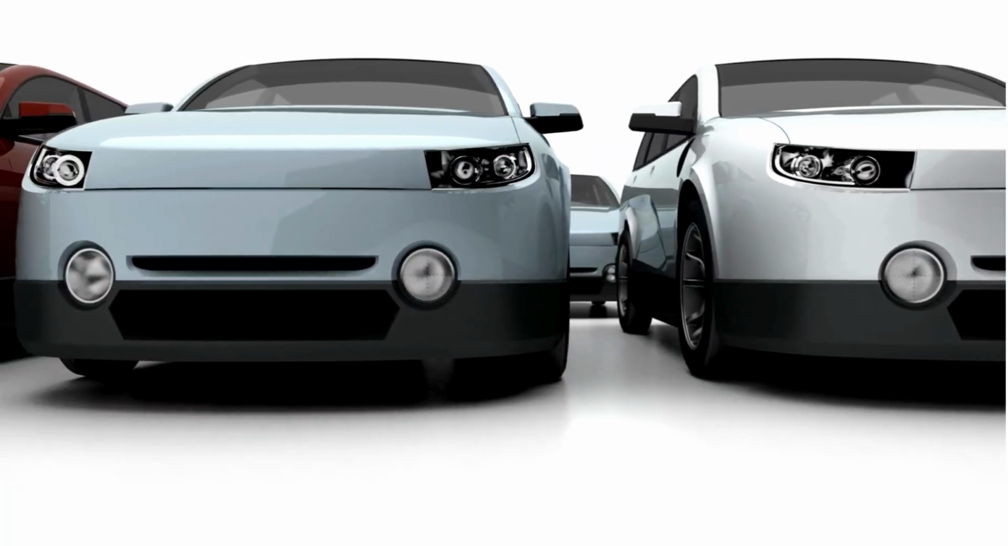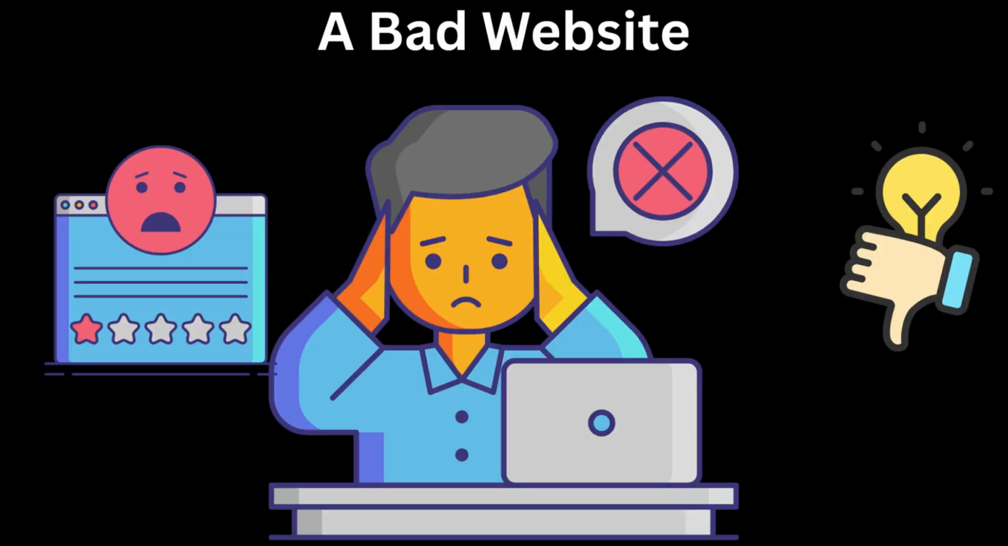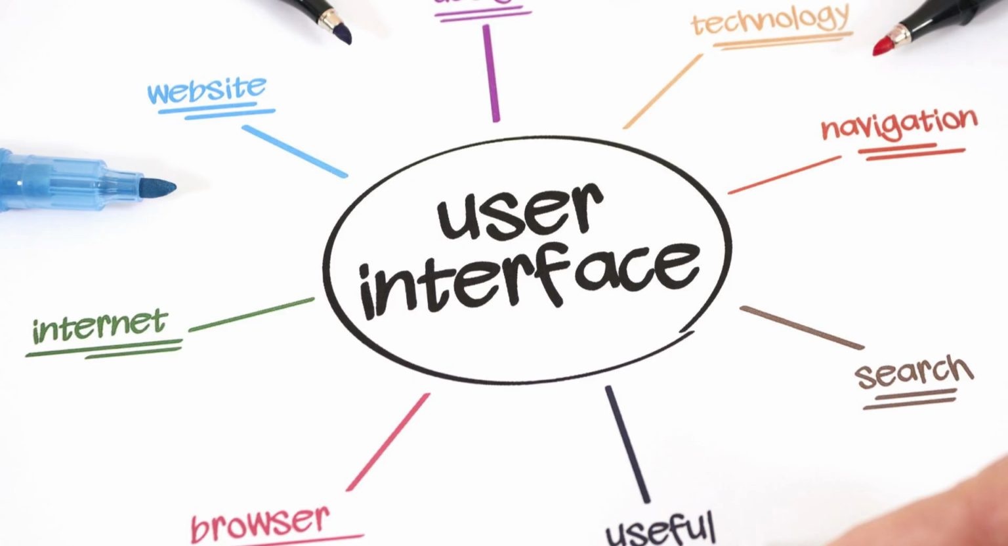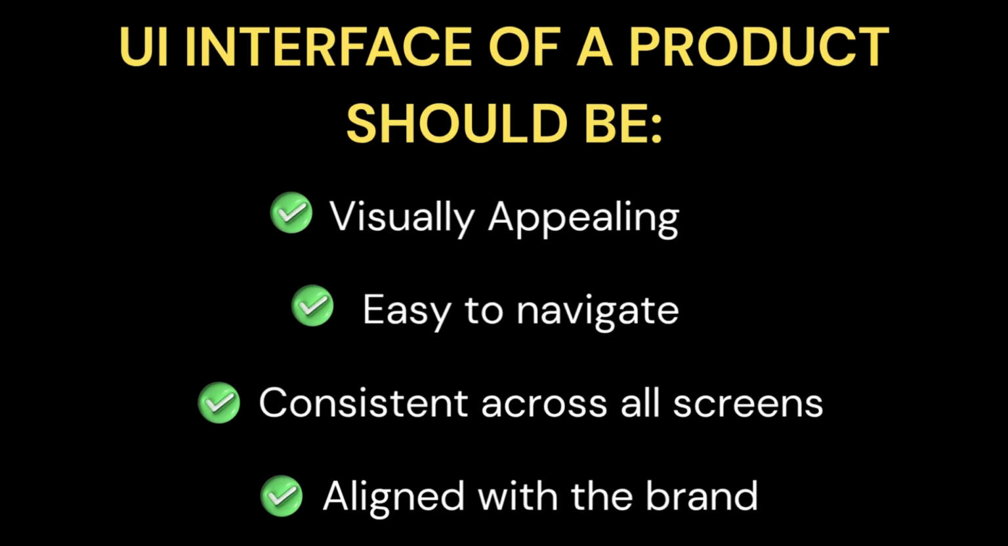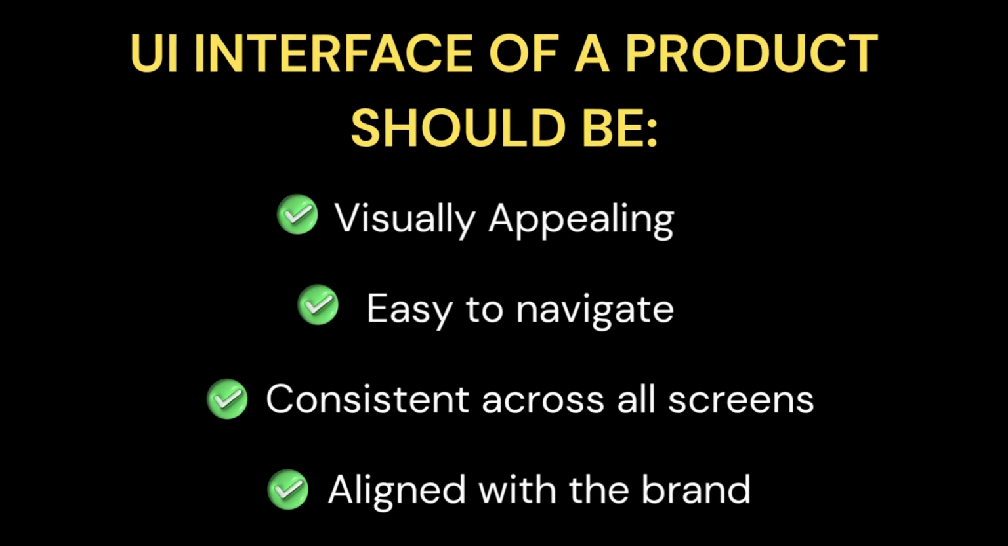Do you understand? Have you ever come across a website that is very difficult? You do not see a call to action. You're on a website and you are looking for a call to action, you do not see it. So the user interface of a product, as I said earlier, should be visually appealing, easy to navigate, consistent across all screens, and aligned with the brand. You understand?